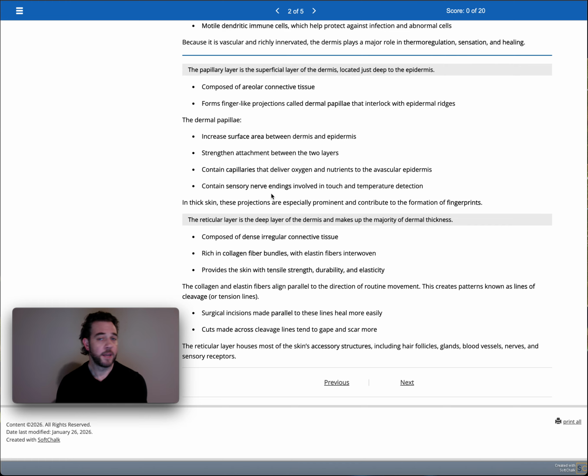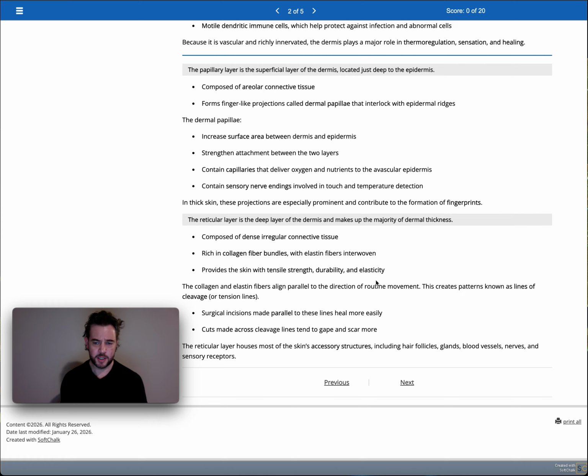They also do have some nerve endings in them. Let's highlight that they do have nerve endings for touch and temperature detection. The reticular layer is mostly connective tissue, some collagen fibers with elastic fibers. If you remember, collagen gives strength, elastic fibers allow things to go back to their original shape. So tensile strength, durability, and elasticity. Elasticity is that stretching back, coming back.